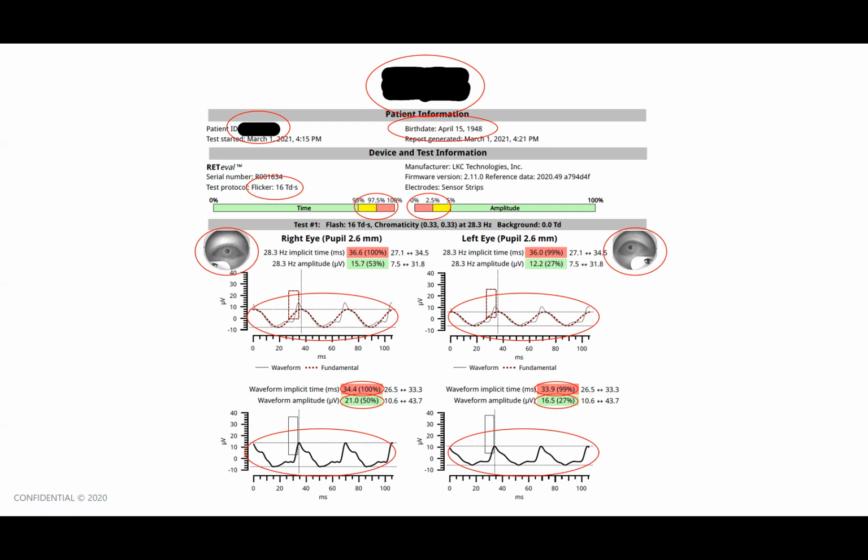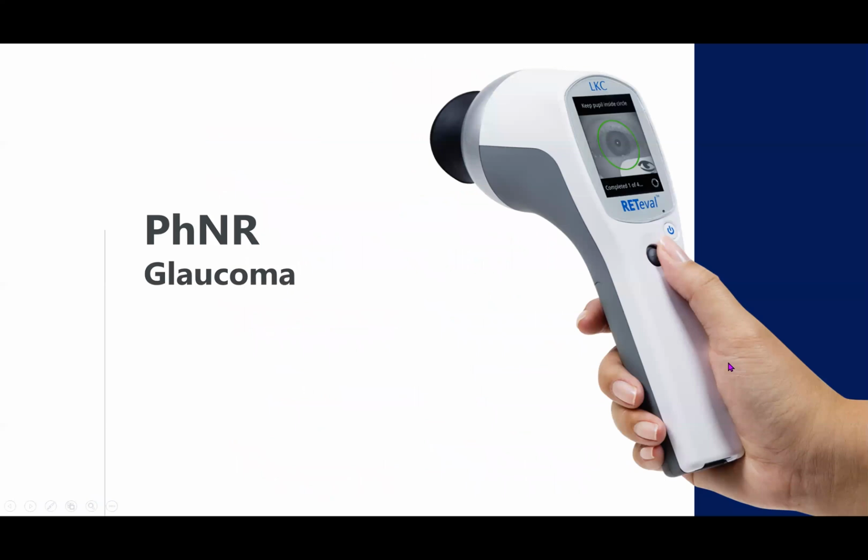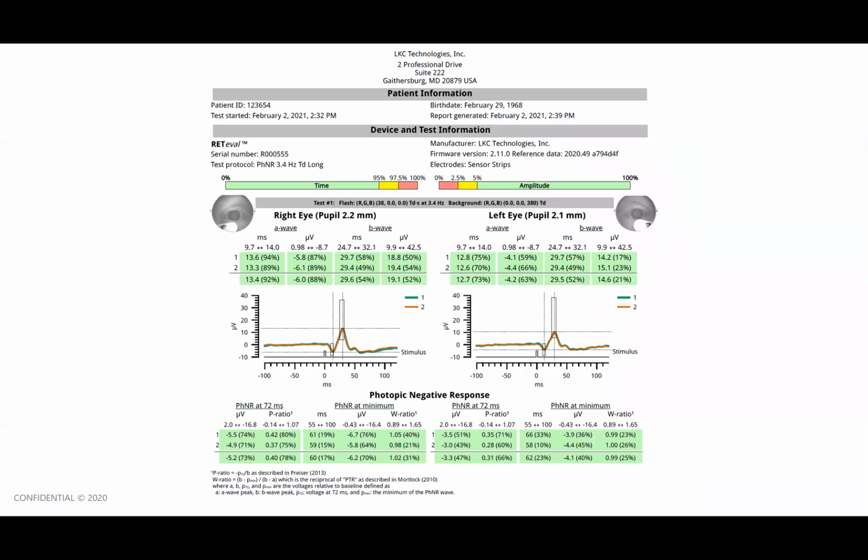This next report is the photopic negative response report, generally for glaucoma patients. In this case, there were actually two tests taken on each eye, and you can see that with the different colors. The green indicates the first test, the orange indicates the second test. Most people will do two tests on this particular report.